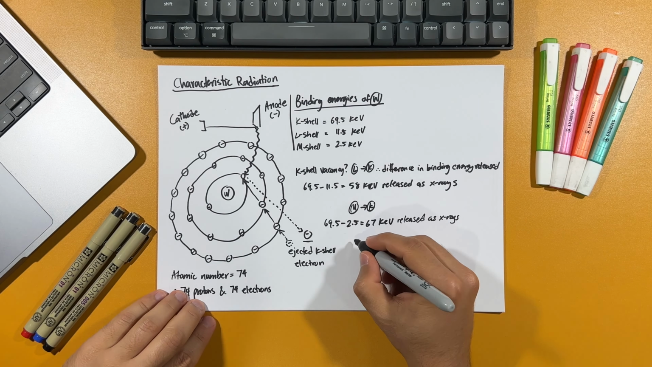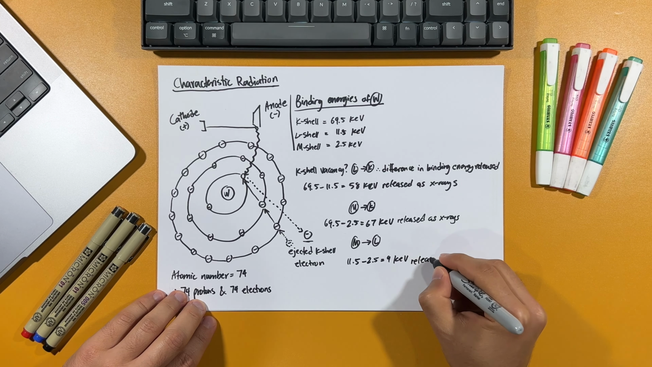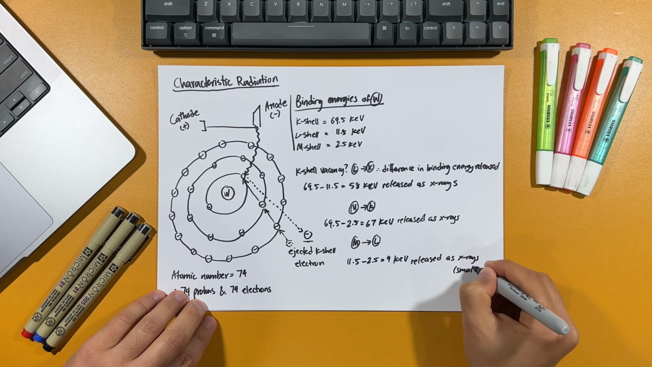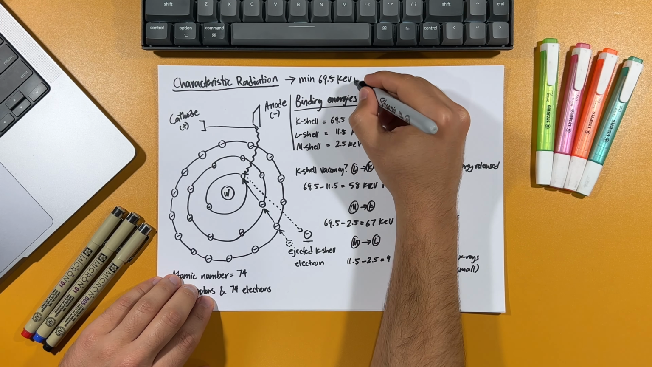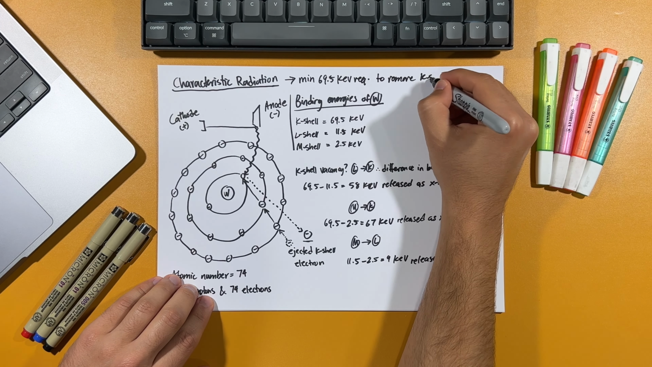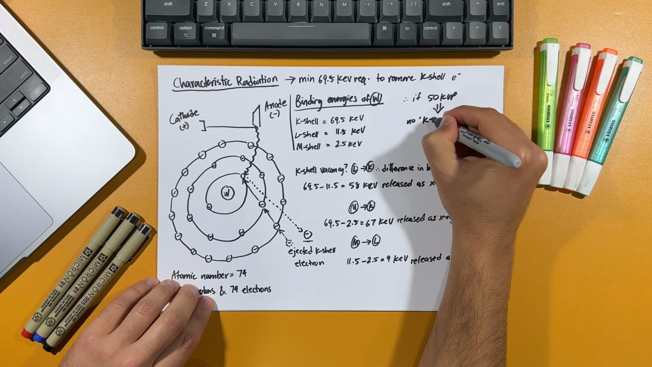Alright, time's up. It'll be the difference in binding energy between the two shells, that is 11 minus 2.5, equating to 9 kiloelectron volts, which is very small. Note also that for any of this characteristic radiation to occur, the electron requires at least 69.5 keV of energy to remove the K-shell electron.